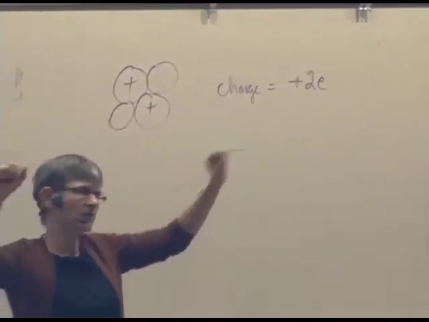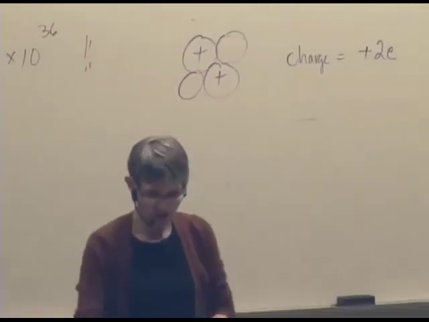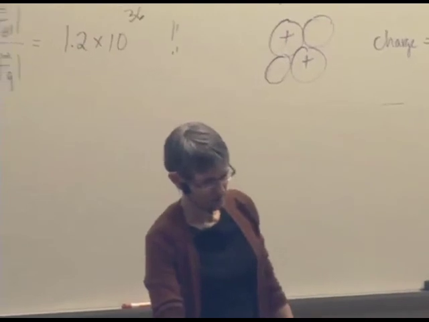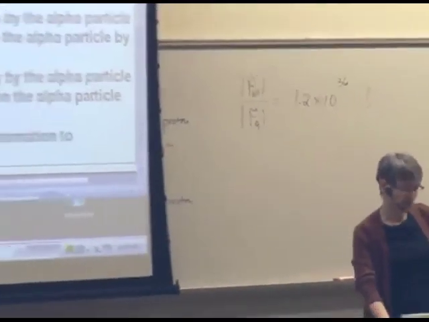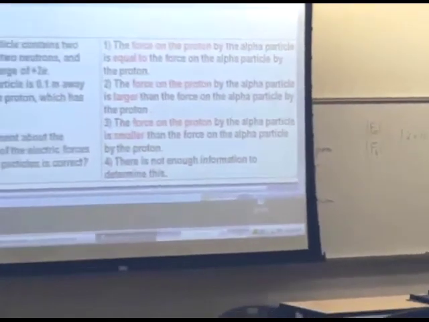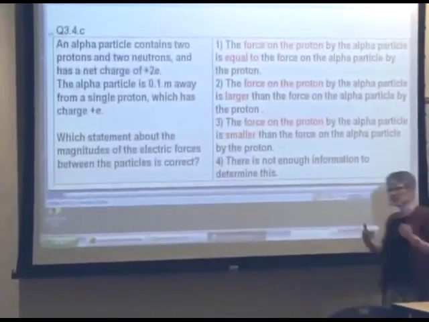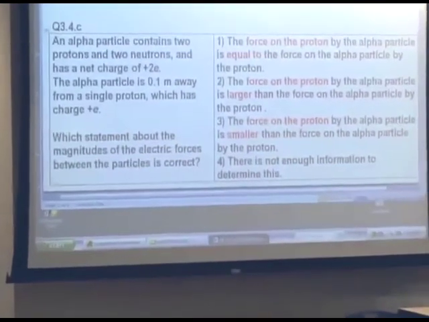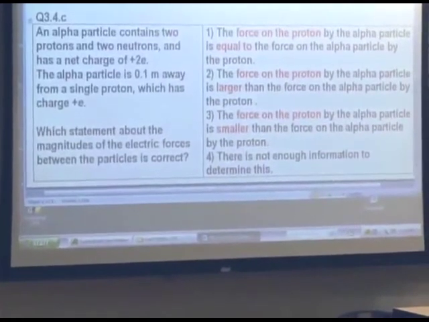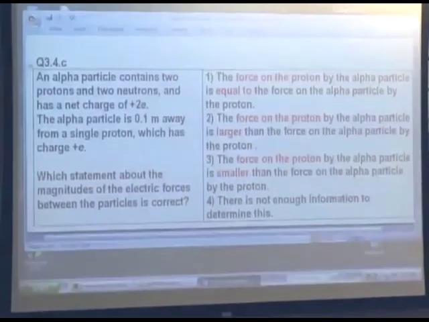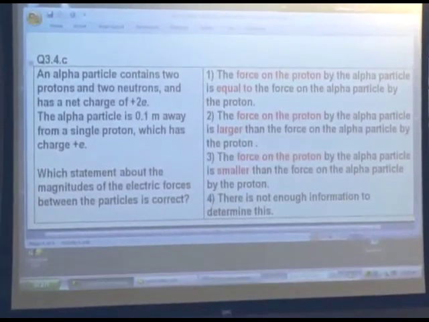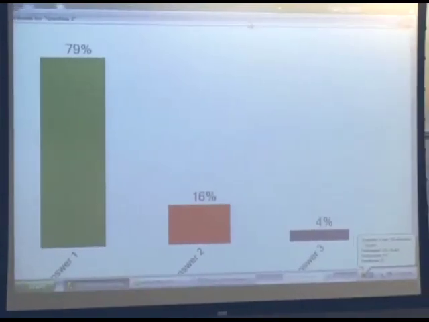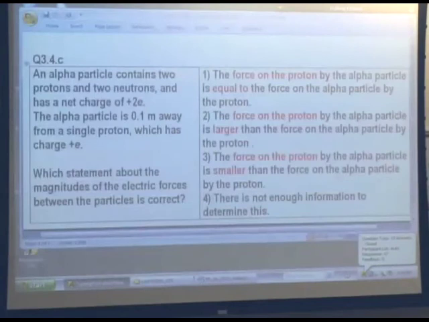So we've got an alpha particle here and a proton here, and they're interacting electrically. And the question is, which of them exerts a force that's larger in magnitude on the other one? So the question is, what can we say about the magnitudes of these electric forces? The force on the proton by the alpha particle is equal to, larger than, smaller than the force by the alpha particle on the proton. Okay, so 80% say that these two forces are equal in magnitude, and you're right.